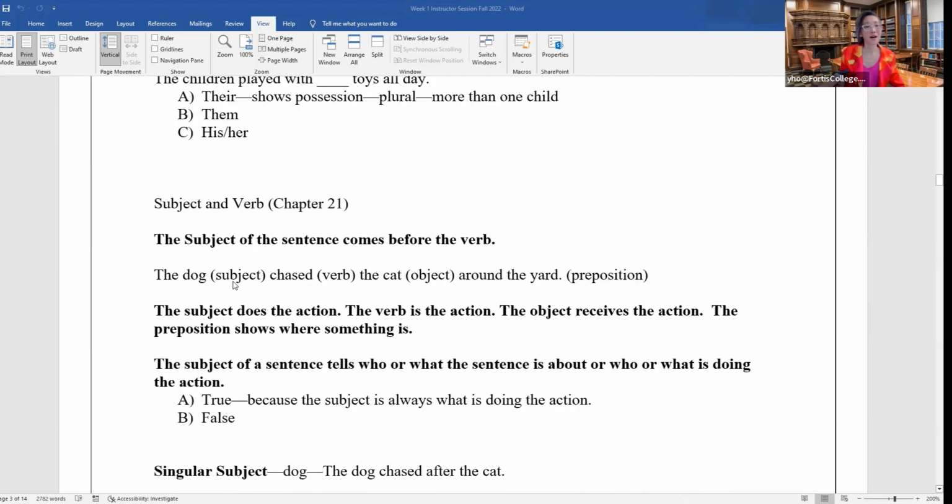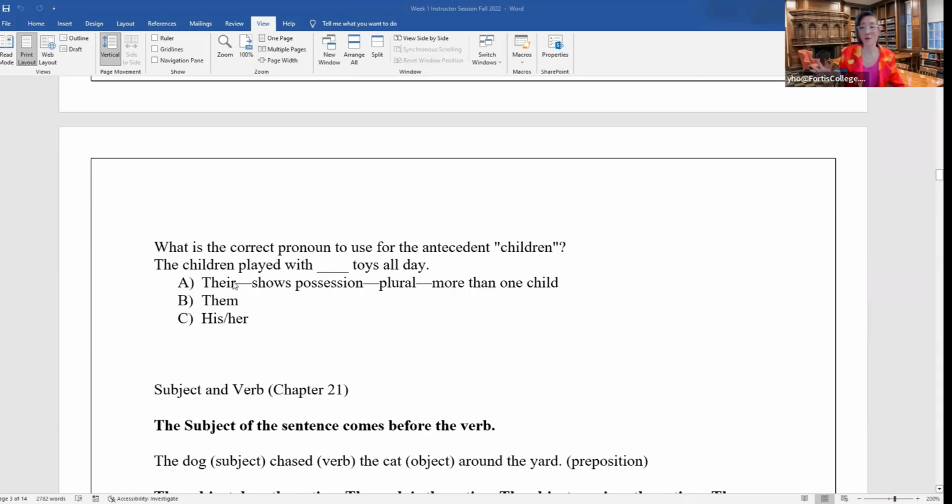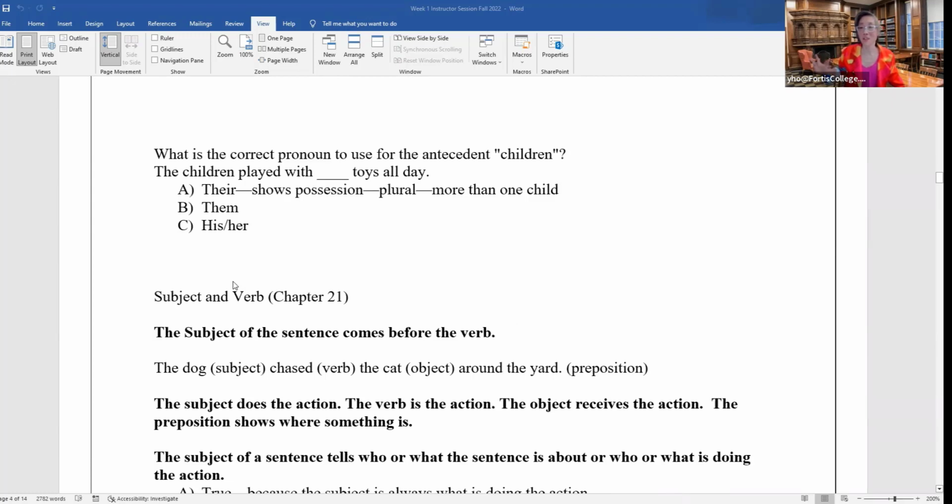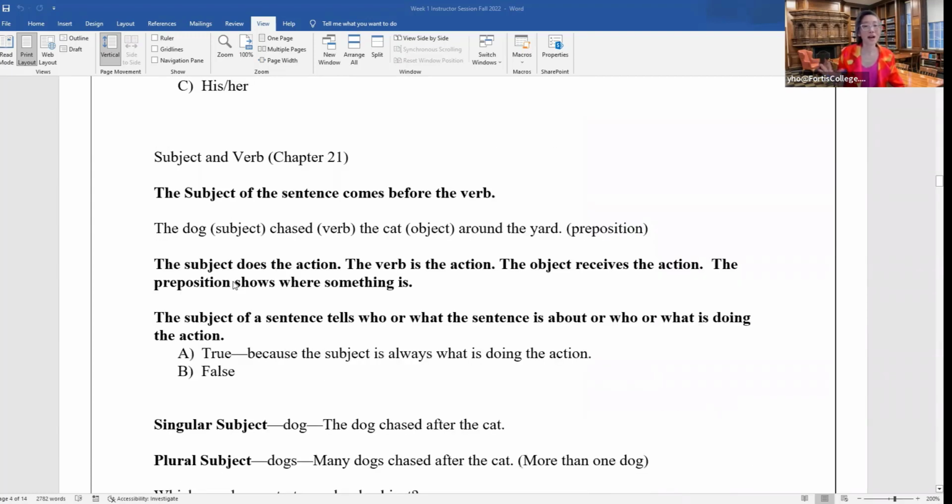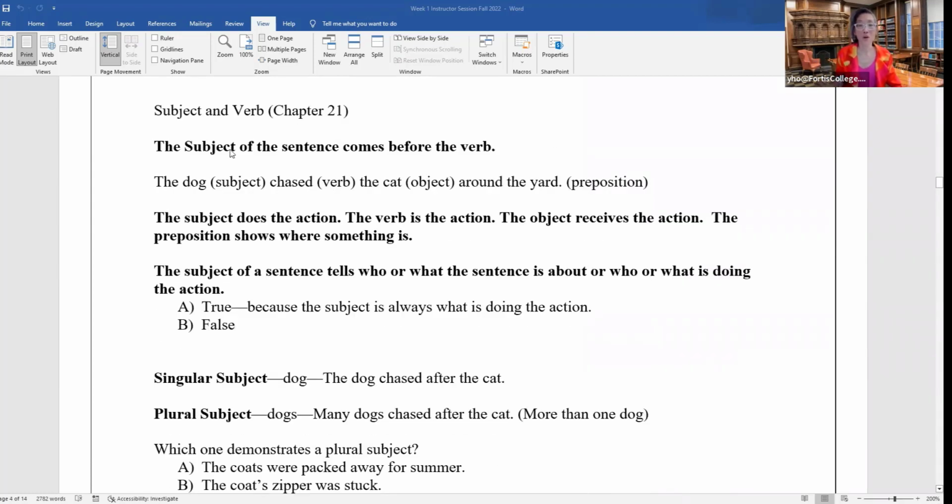All right, now before I continue, everything is good with parts of speech because we're leaving parts of speech behind. Now parts of a sentence, which is chapter 21 of your book. When you have a complete sentence, you have a subject plus verb plus object. The subject, just like with subject pronouns, comes before the verb, and objects come after the verb, hence object pronouns and subject pronouns. The dog, subject, chased, verb, the cat, object, around the yard, preposition.